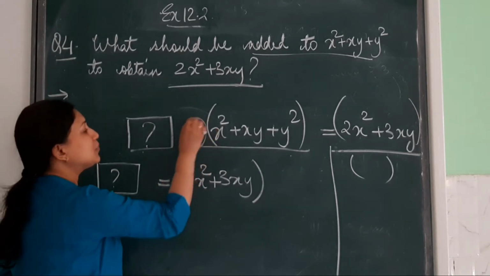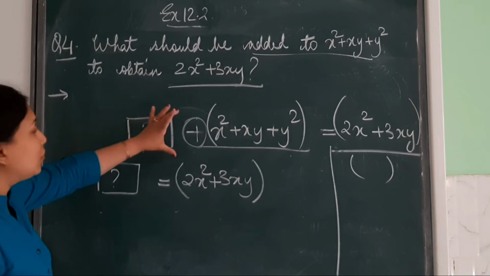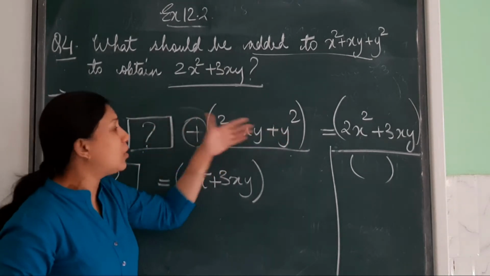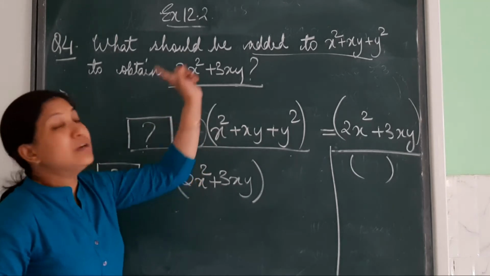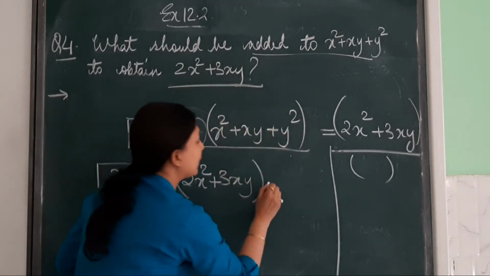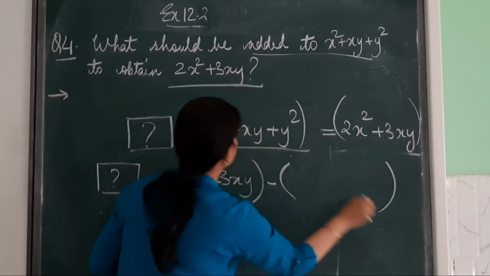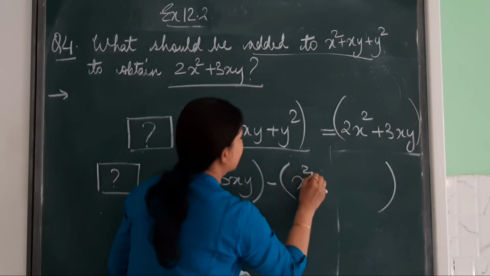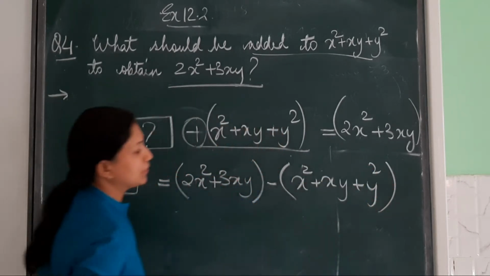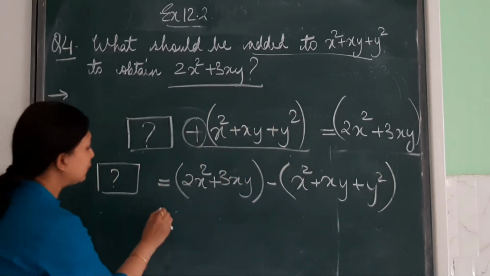We have to transpose this term because what do we want? We want only this value. We don't want this one. So we will transpose it to that side. This plus bracket will become minus, and the expressions inside will be as it is: x square plus xy plus y square. Y square above y. Right? Now, what will you do?